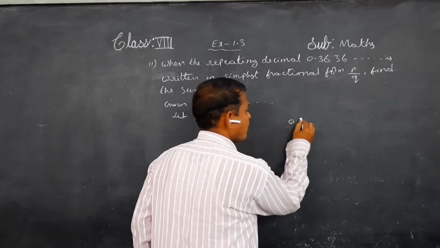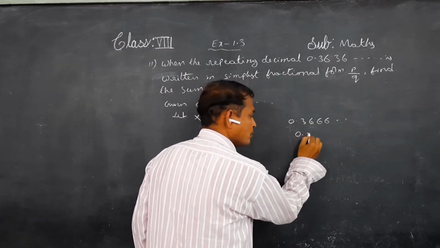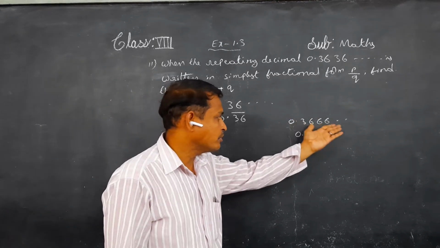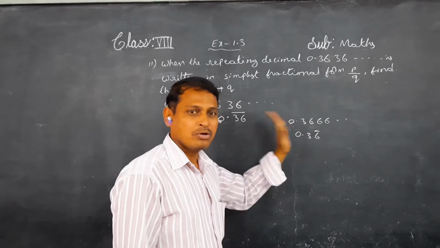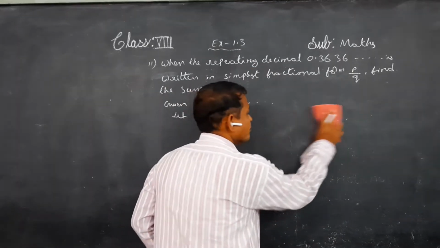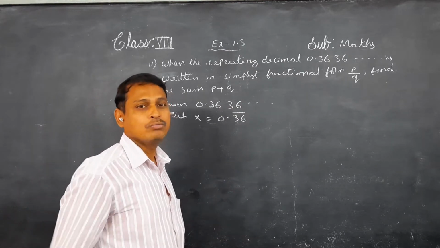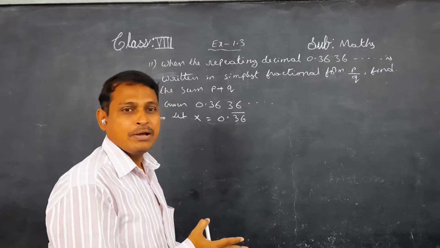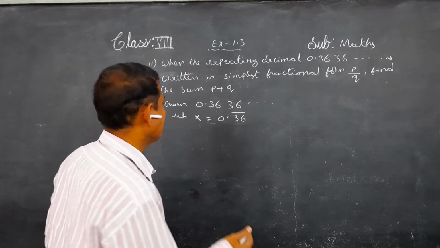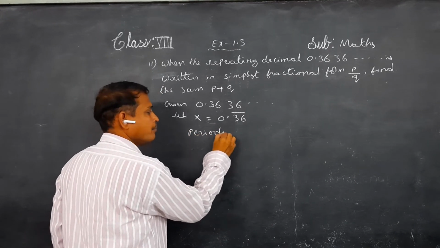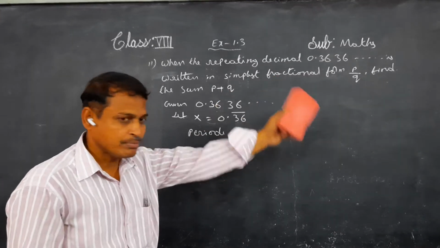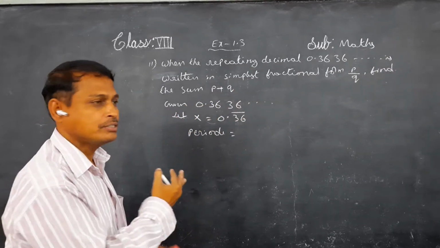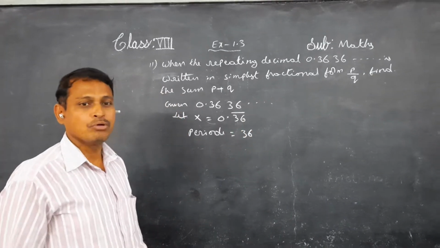For example, children, 0.3666... only. We consider the bar value to be one digit only, because the repeating digit is just one, so we should write 6 bar only. But children, we should understand what the bar value means: the repeating decimal. So we should consider the period or periodicity. The number of digits in the repeating decimals is called a period.